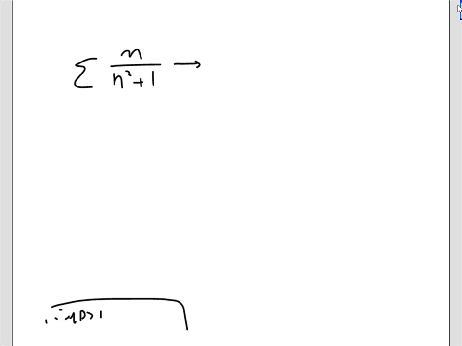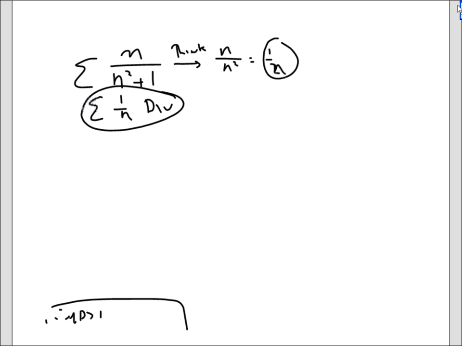You have the summation of n over n squared plus 1. And you want to know whether it converges or not by using the limit comparison test. Well, what you should think is n over n squared, which is 1 over n, compared to 1 over n. The summation of 1 over n diverges. So what we want to do is take the limit as n goes to infinity of this divided by that, or that divided by this. It won't matter.